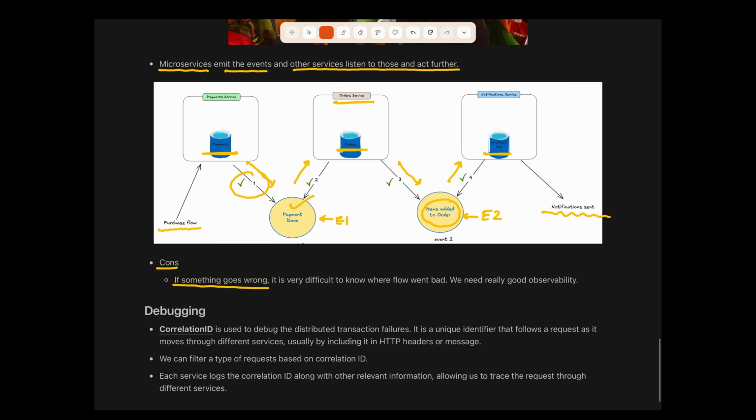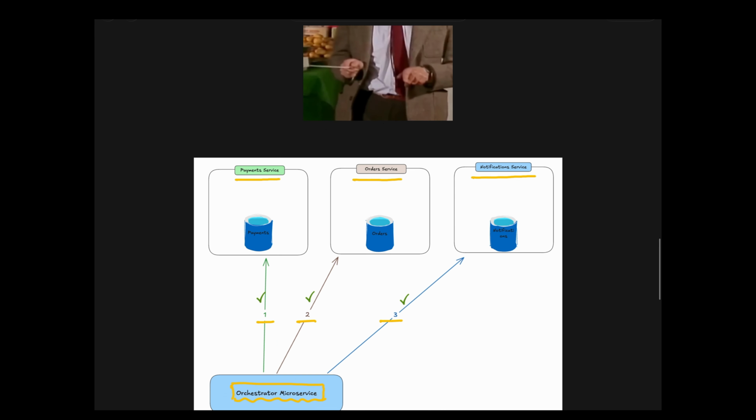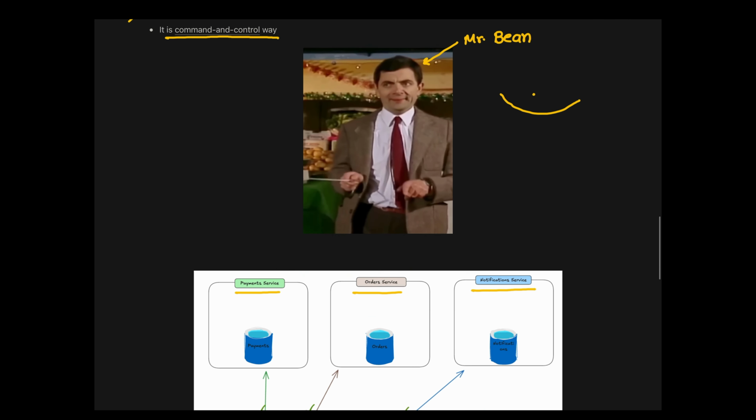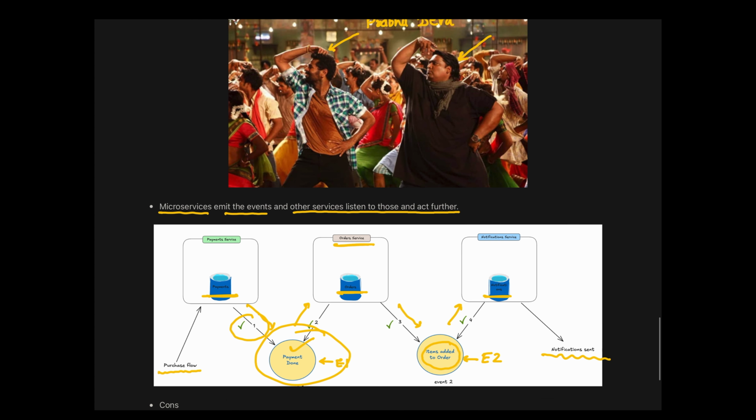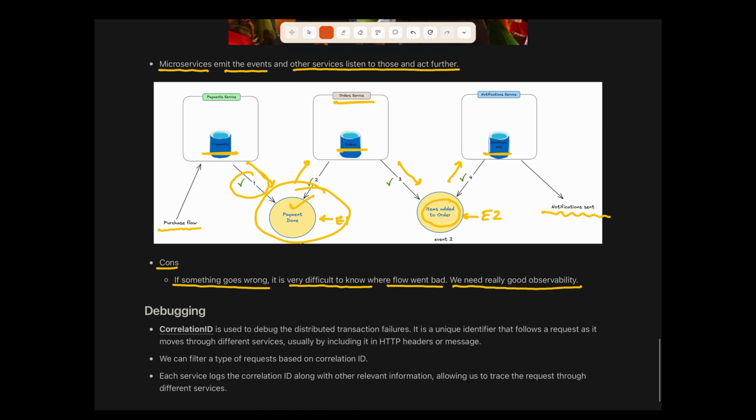What are the cons of this? If something goes wrong, it is very difficult to know where the flow went bad. We need really good observability. What if something goes wrong here? After payment, the order service was not able to pick up. Order service did not receive the event. If the event was received, the order service was not able to process. What went wrong? It is very difficult to get this judgment because in the orchestration methodology, we had the logs in the orchestrator microservice. Here we do not have any centralized service, so it is very difficult to debug.